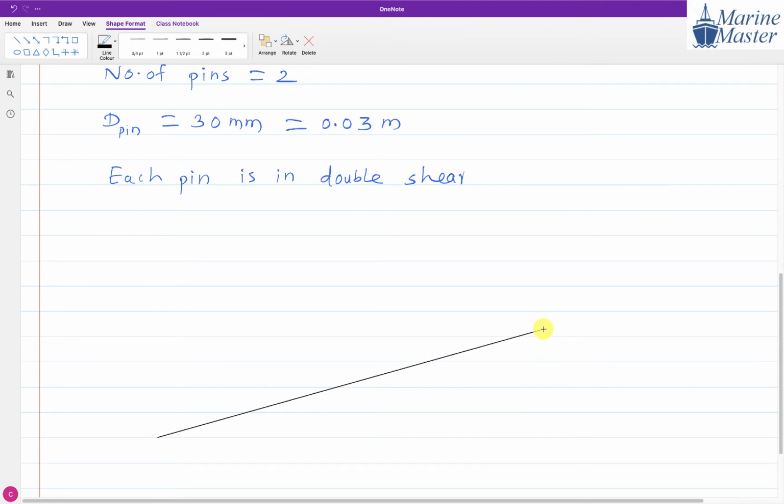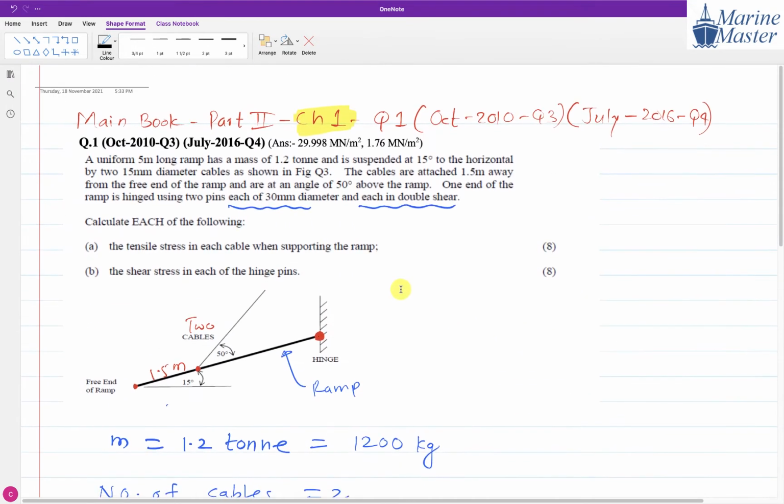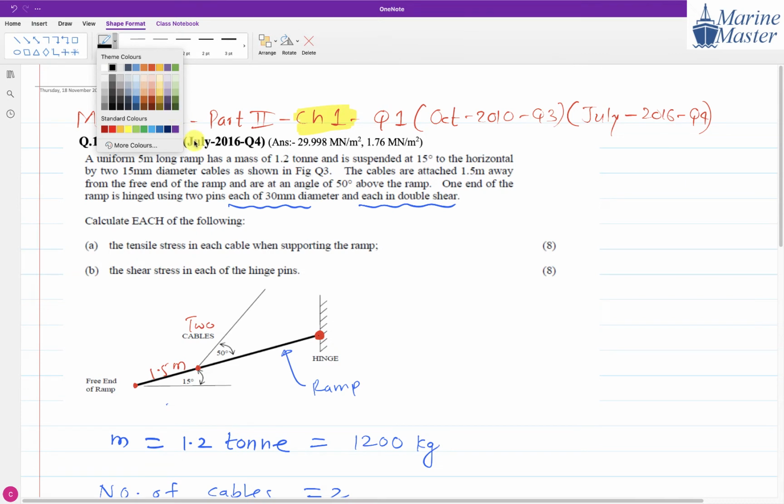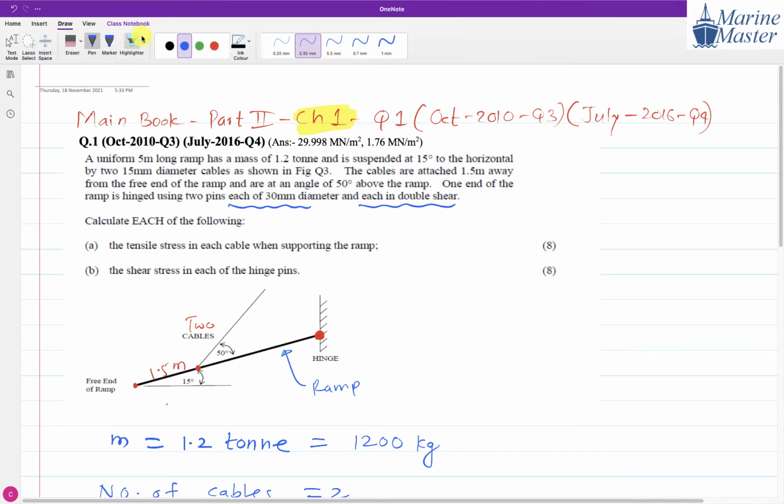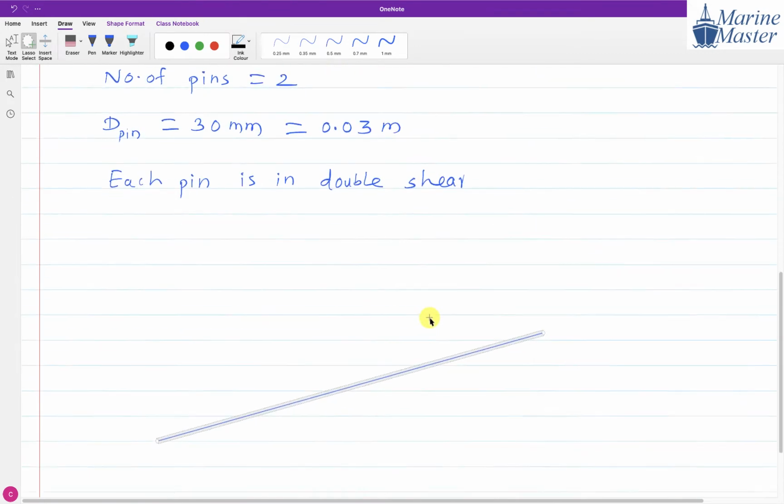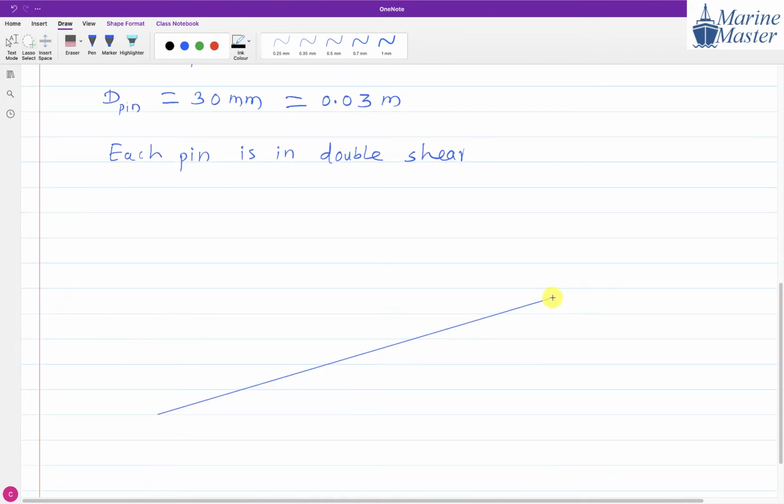First of all, a ramp. We are going to draw a ramp. So this is our ramp. How much is the total length of the ramp they have given us? The ramp is 5 meters long. So this is a ramp whose total length is 5 meters.